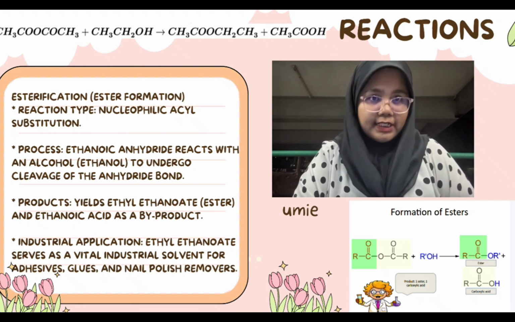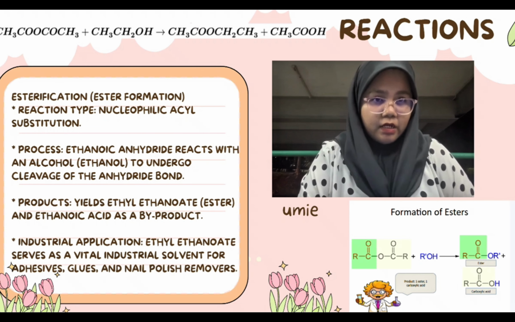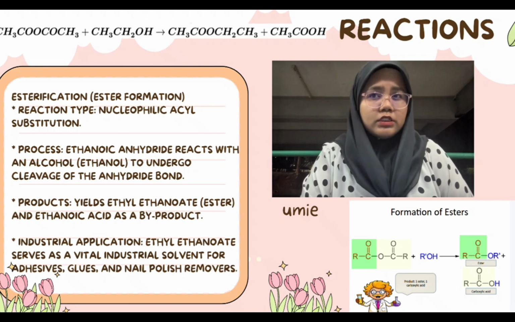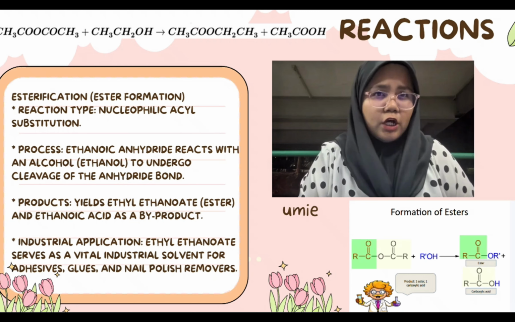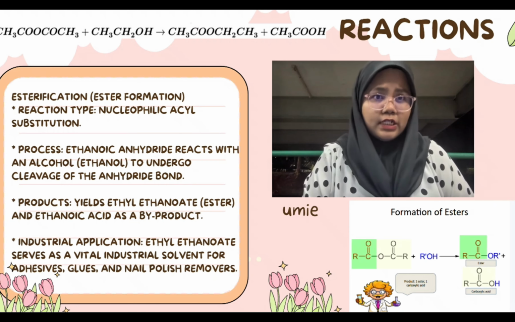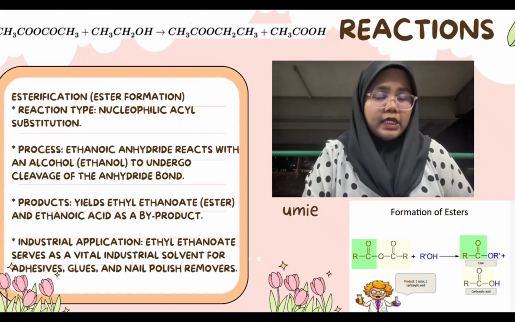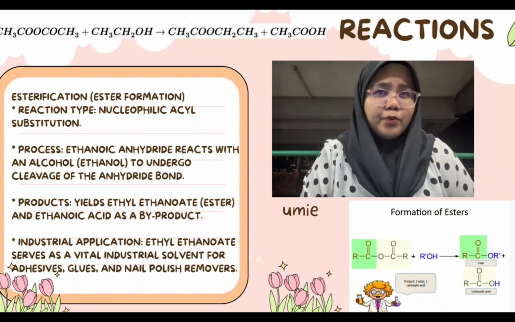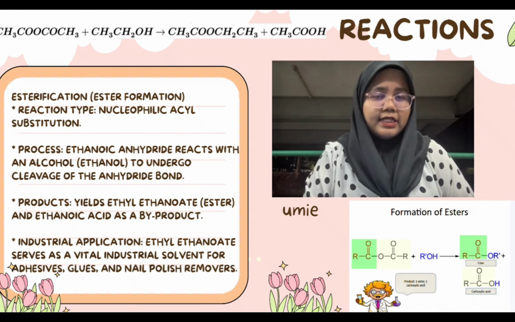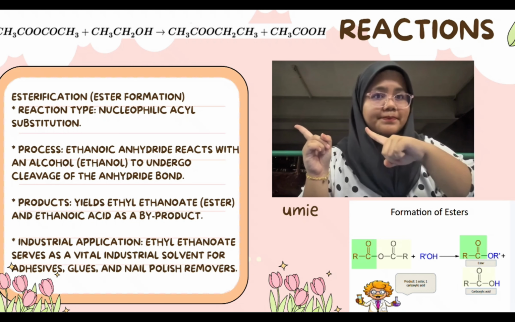The first reaction is esterification. When ethanoic anhydride reacts with an alcohol like ethanol, the anhydride bond breaks. This reaction produces an ester called ethyl ethanoate, which is commonly used as a solvent in industry, especially for glues and nail polish remover. It also forms ethanoic acid as a byproduct. As shown on the slide, here is the balanced chemical equation for this reaction.